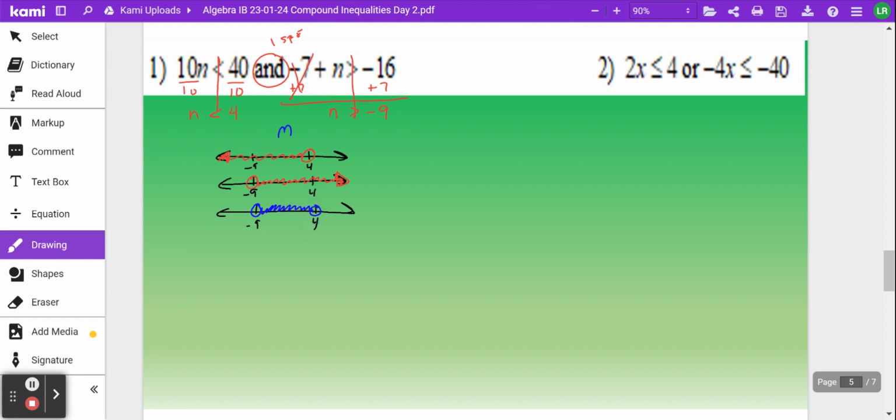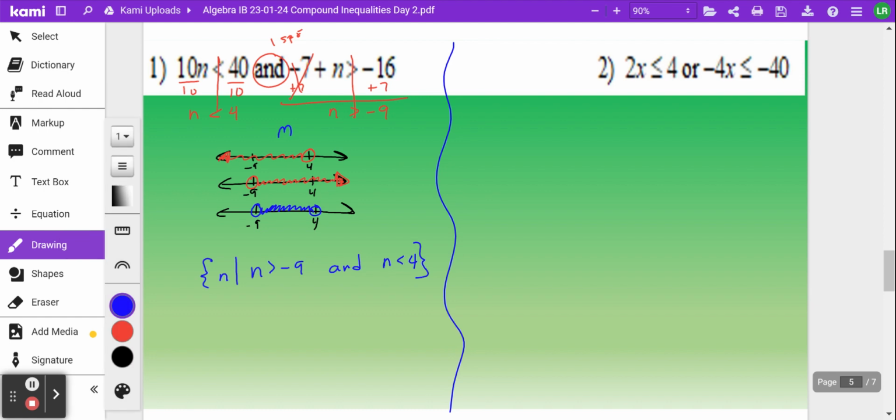Since it has 2 borders, I should have 2 answers. So, n such that, talk about the negative 9 first, n is greater than negative 9, and n is less than 4. Okay. The second one, this is an or statement, so I should be shading at least 2 spots.